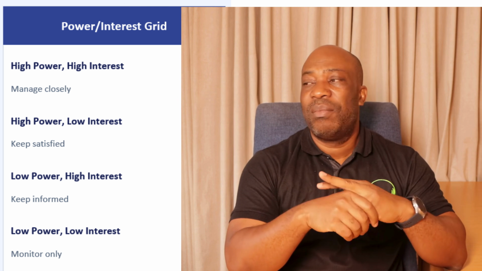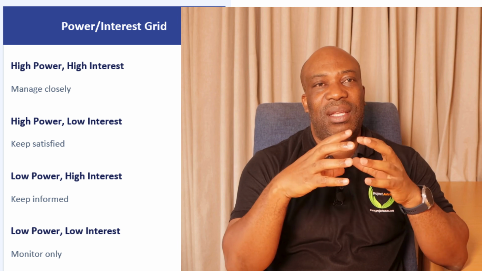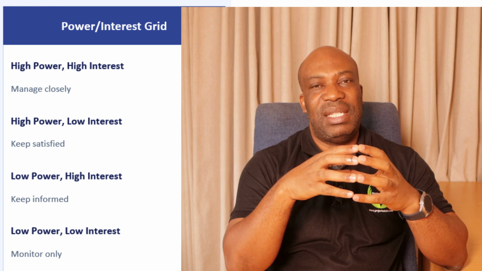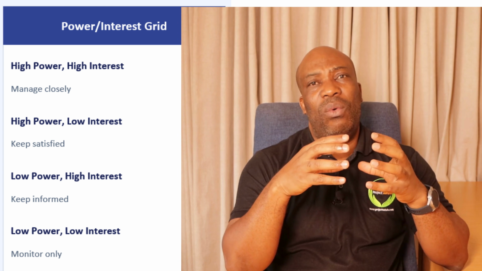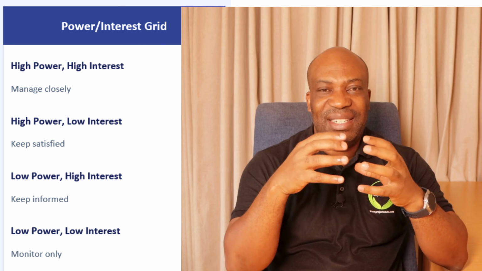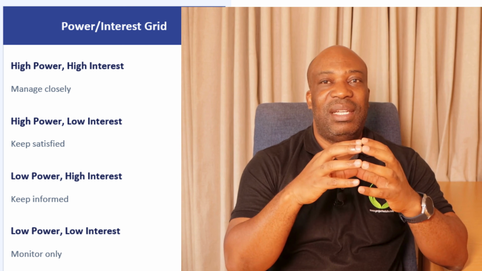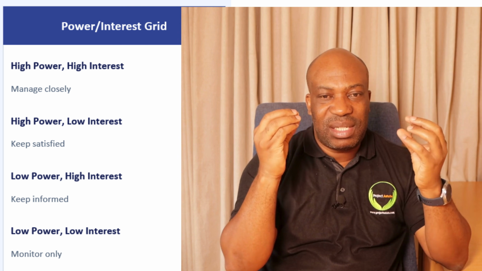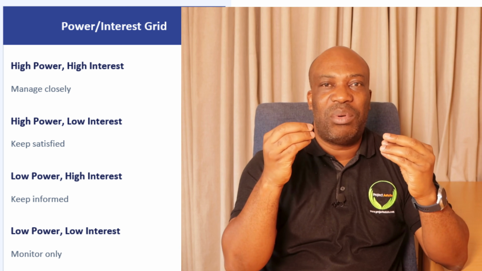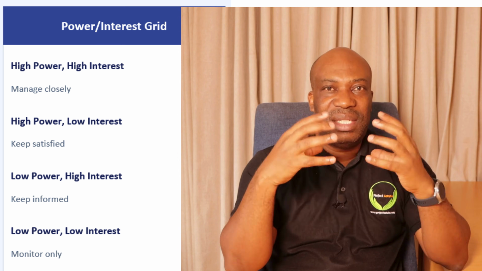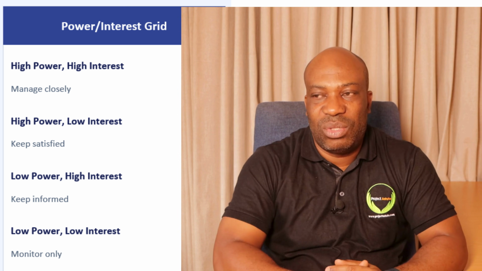What do we mean by this? Which means you have to manage them closely. These are people or organizations or individuals who have got high power and they also have high interest. So whatever decision, whatever they say, it might have a high impact. And they are always trying to understand and appreciate what is going on in the project, when are we going to deliver, is it still beneficial, should we continue the project, and so on and so forth.